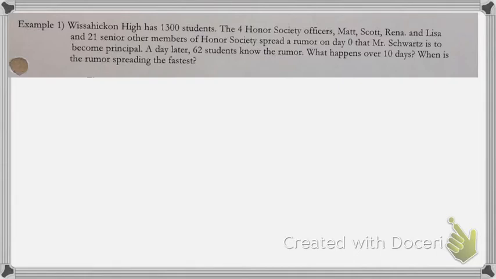So there's this high school, and it has 1,300 students. There are 4 honors society officers and 21 other members. They spread a rumor on day 0 that Mr. Schwartz is to become principal. A day later, 62 students know the rumor. What happens over 10 days? When is the rumor spreading the fastest?